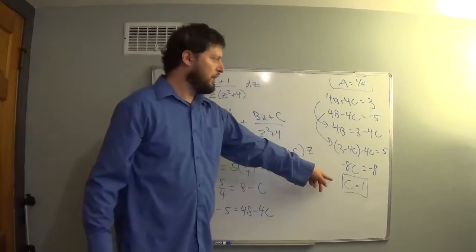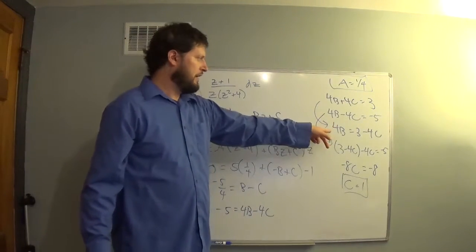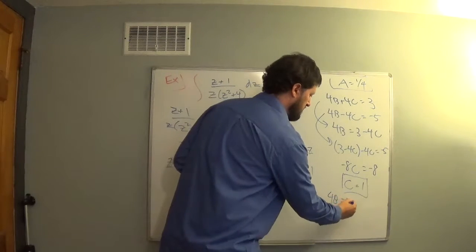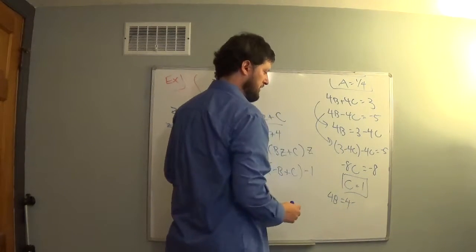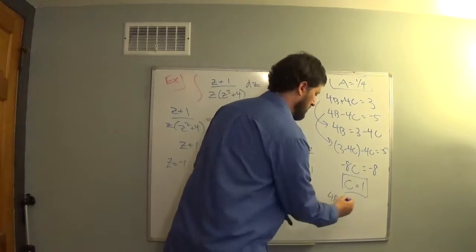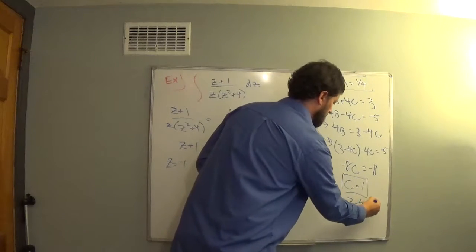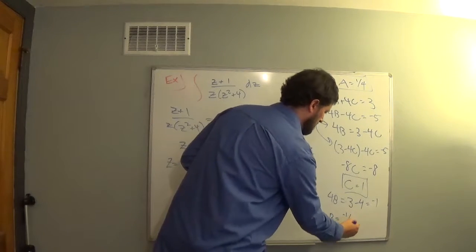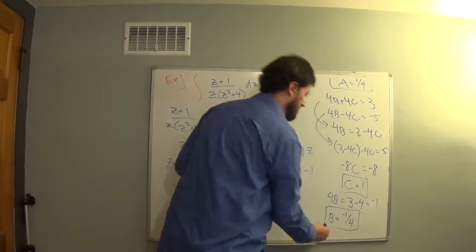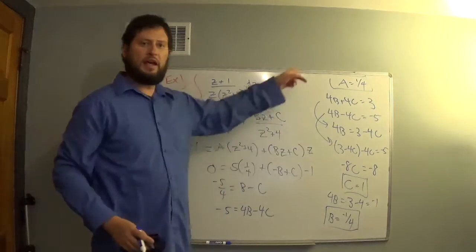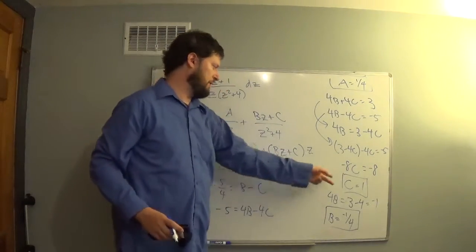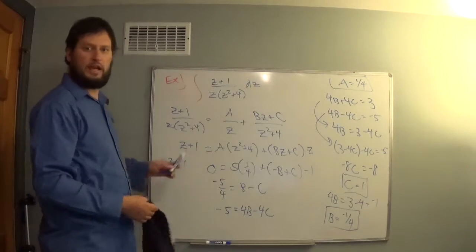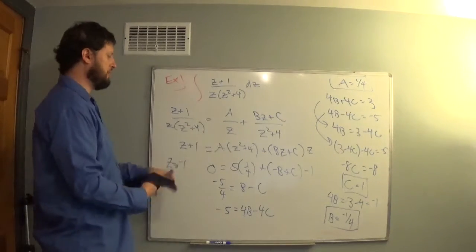And if c is equal to 1, I can plug it in right up here and find that 4b is 3 minus 4c, which is 3 minus 4, is -1. So that b is equal to -1/4. And I've got my A, I've got my B, I've got my C. And so we can substitute those into the decomposition.